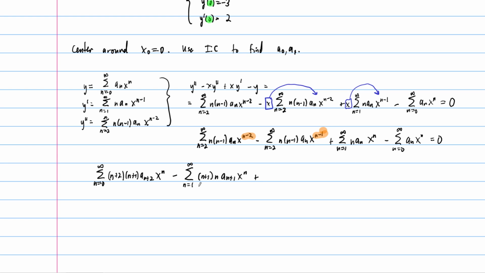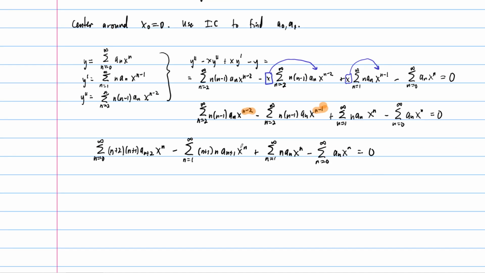Notice that these two start at 1, so we're going to have to deal with that in the next step here. n a sub n x to the n. Now I'm just copying, right? This one starts at 0, though. a sub n x to the n, again, still equal to 0.